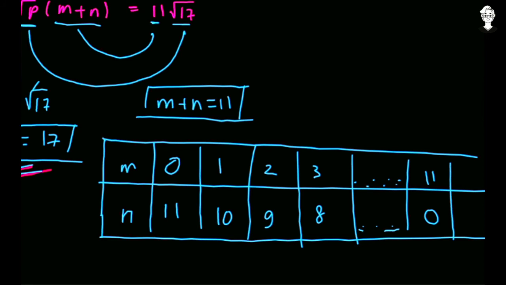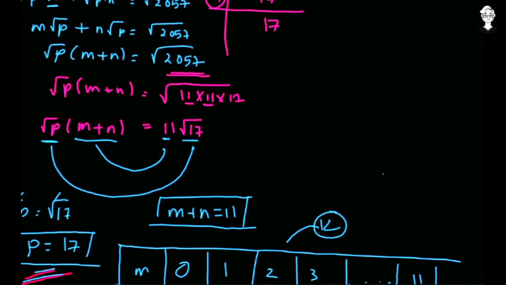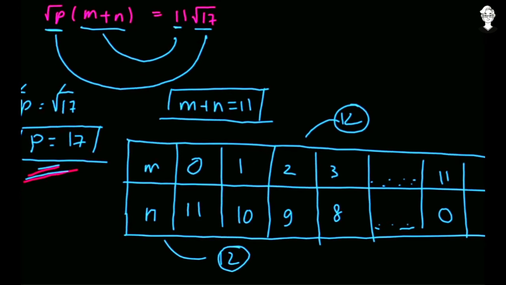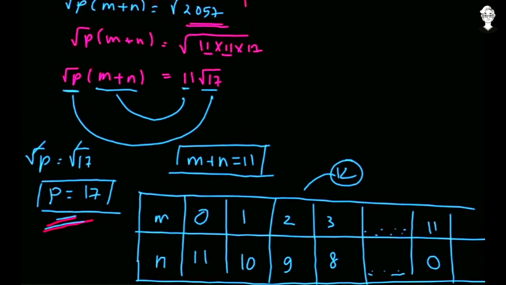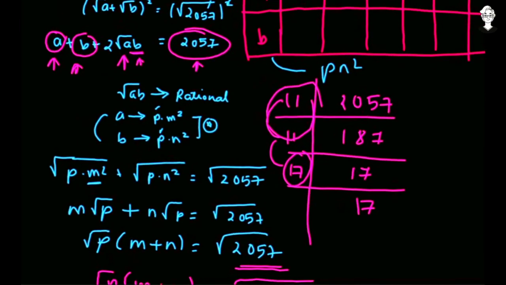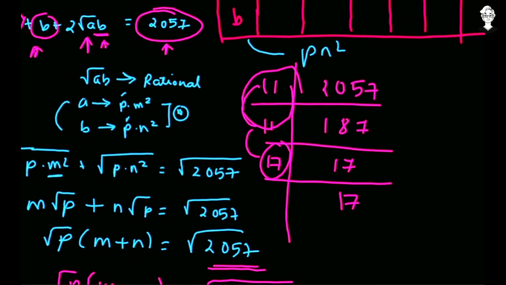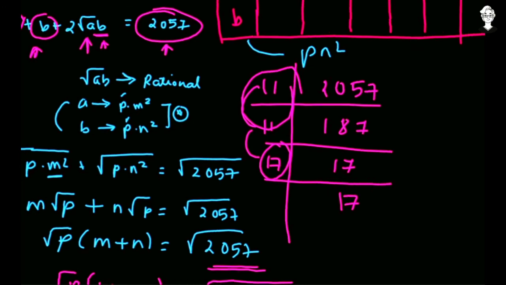So we can see there are a total of 12 values for m, and n has a total of 12 values, so 12 values for both. As m and n have 12 values respectively, and the value of p is fixed at 17, we have to solve this equation for the values of a and b, and a and b are in terms of p and m. So let us find the values of a and b.